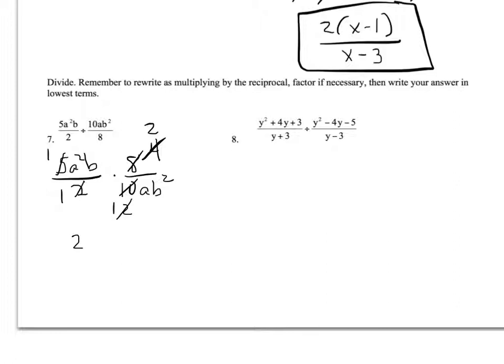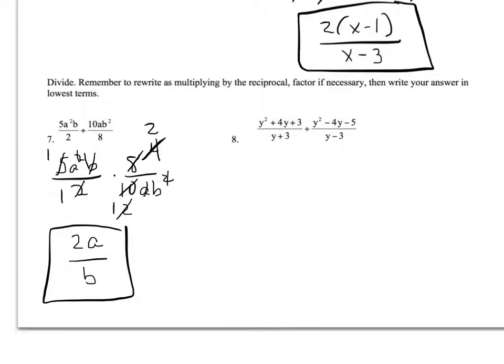I have an a squared in the numerator and an a in the denominator. When I reduce that down, that's going to leave me an a in the numerator. I have a b in the numerator and a b squared in the denominator. More on the bottom than in the top. That means when I reduce down, I have a b in the denominator, and that is my simplified answer, 2a divided by b.